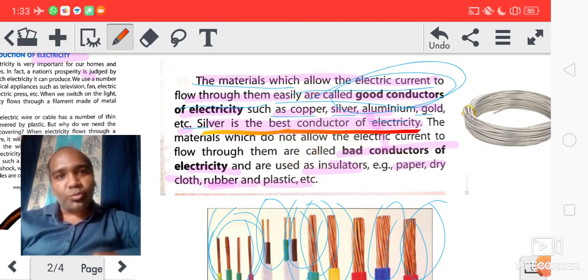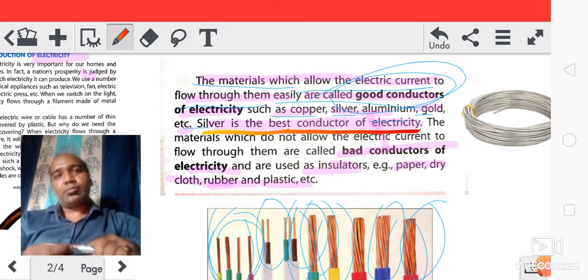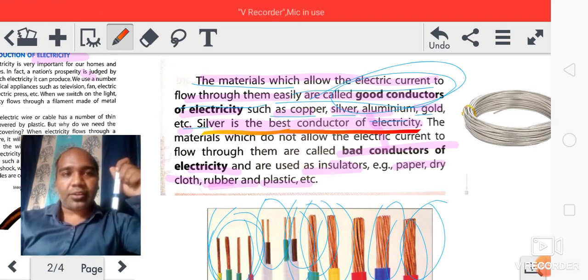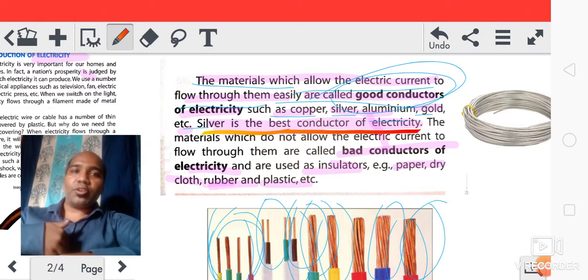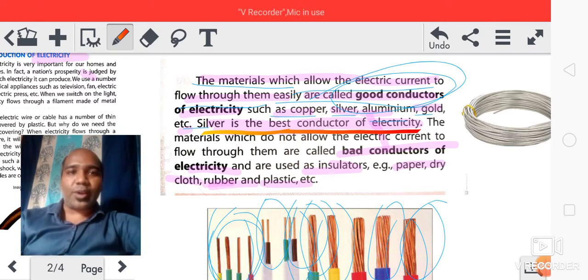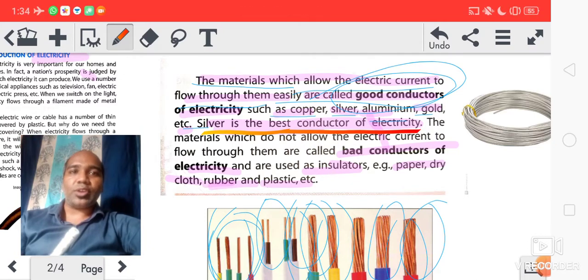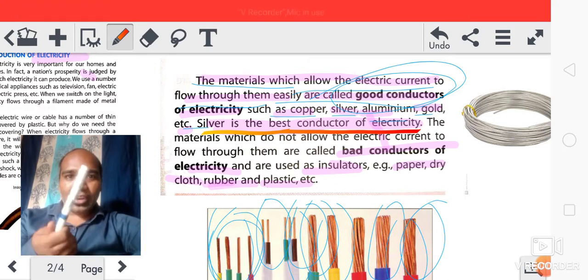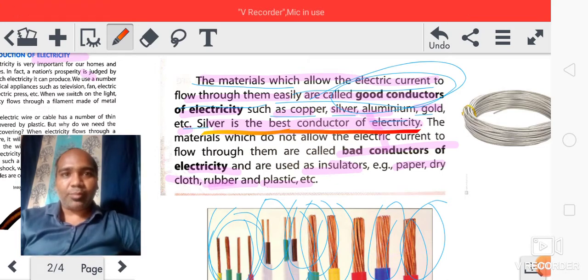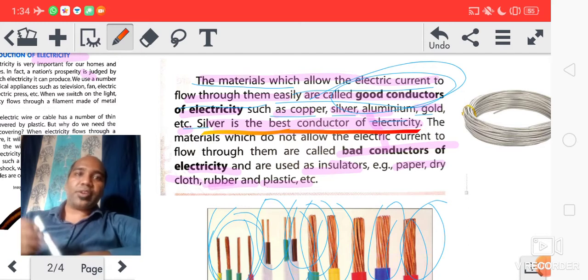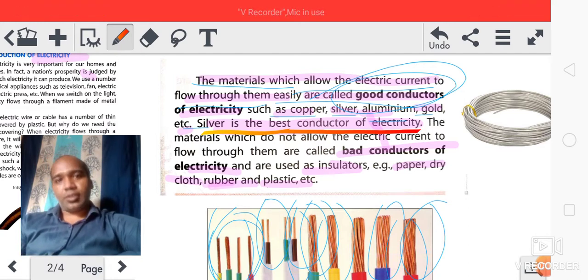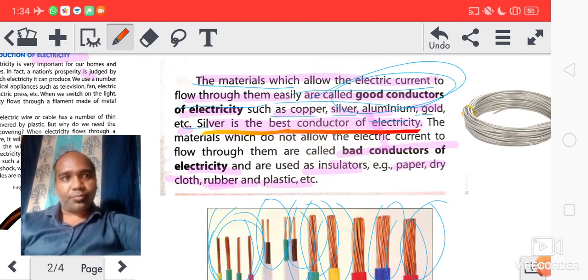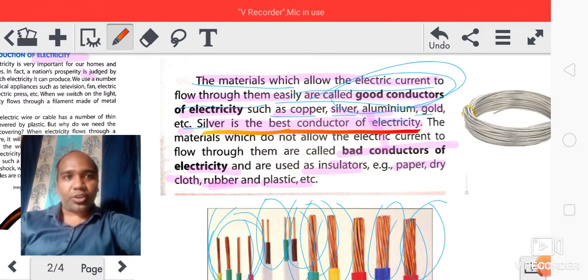Then why don't we use silver as our electric wire? Because silver is very costly. From one room to another room, if you take the wire, it will cost 10,000, 1 lakh rupees. So for electricity, that much you will be able to consume? No. So it is better to use either copper or aluminum. That's why copper and aluminum are used.